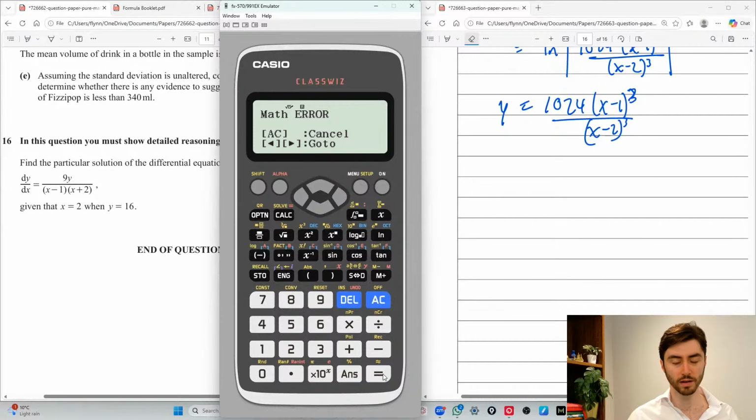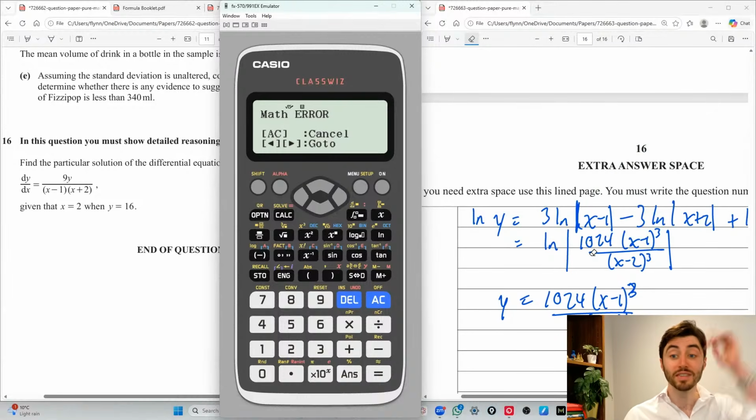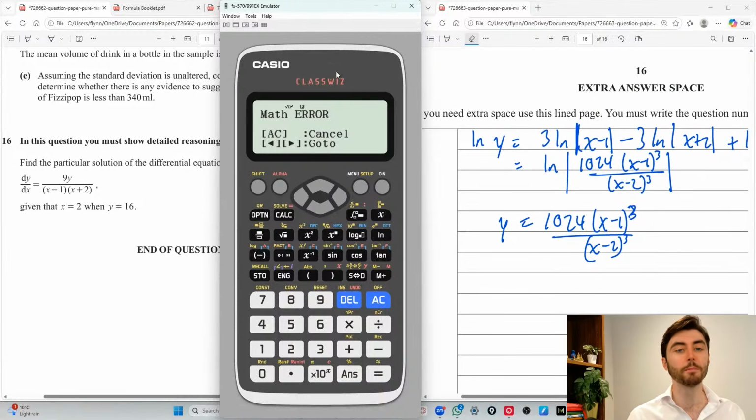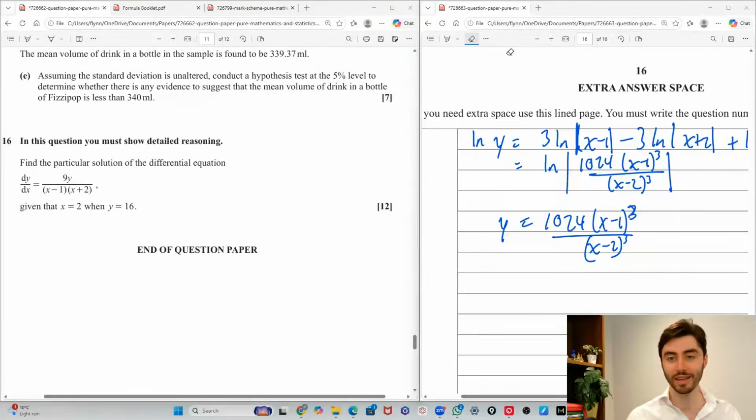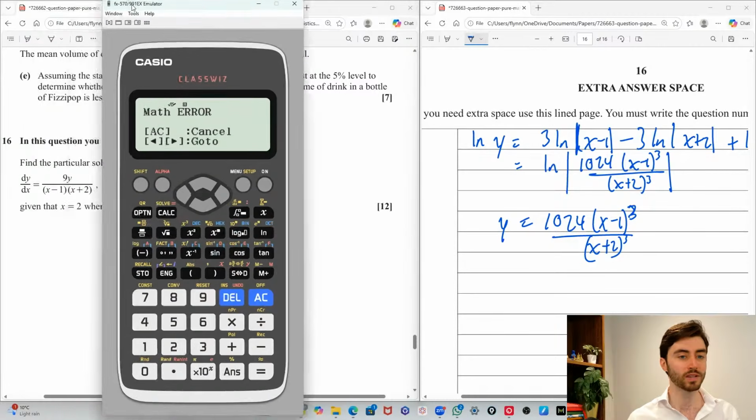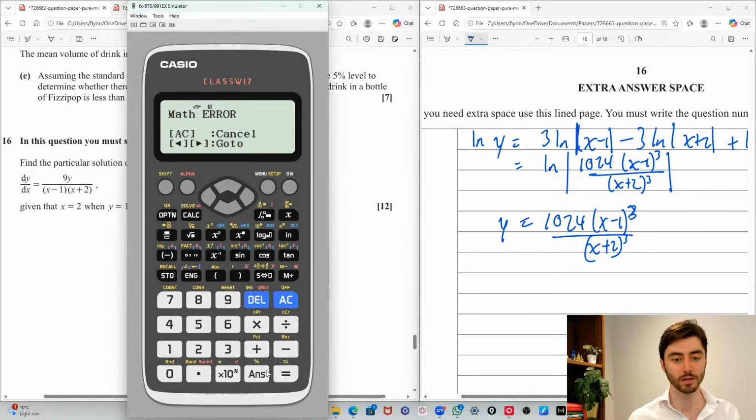Why is this a math error? How could that possibly... Oh, yeah. No, that's meant to be a plus 2. Haha! See, this is why we check our work. Guys, look what I did. There I said x plus 2, and for some reason I changed it to x minus 2. This is why we check our work. I got a math error because I was dividing by 0. This is why we check our work.